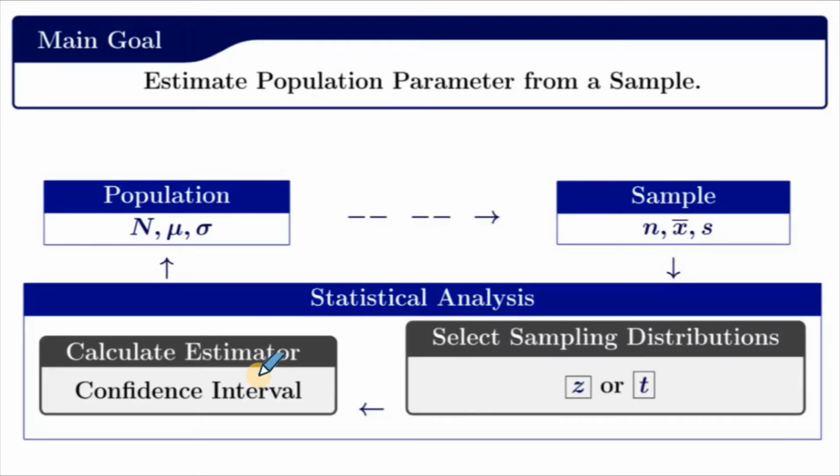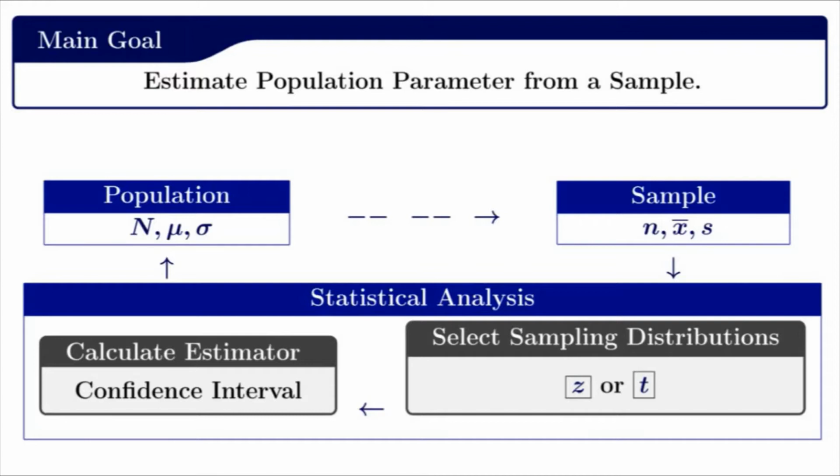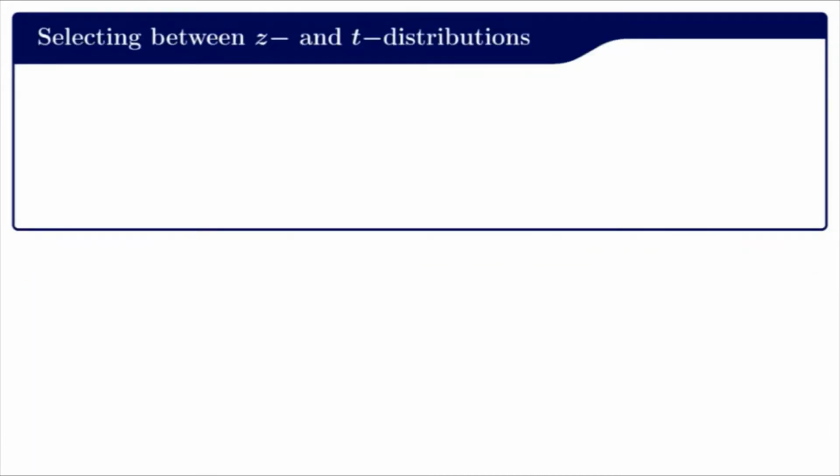The main goal of finding confidence interval is to estimate population parameter from a sample. In any research problem, we have a population that we want to study. The measurements like mean and standard deviation are unknown, but we can always get a sample from population, and then we can do some statistical analysis on the sample and see how that relates to the population. This usually involves selecting a sample distribution. So a critical step here is to decide if we want to use Z or T distribution for sample. We will talk about that next.